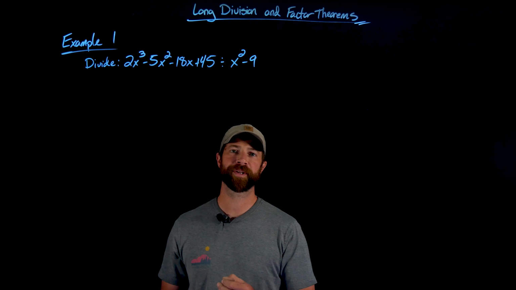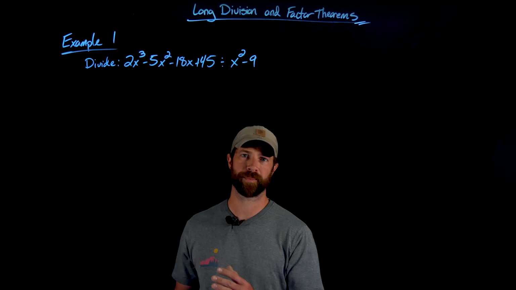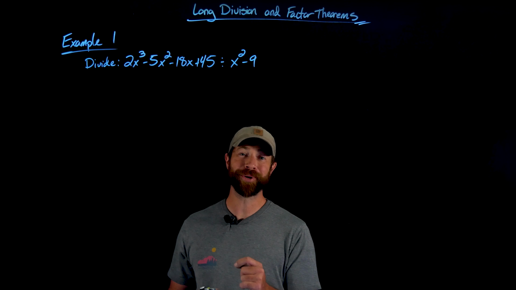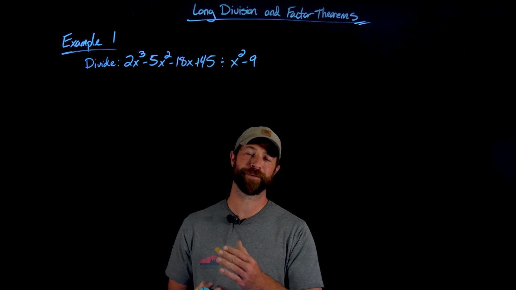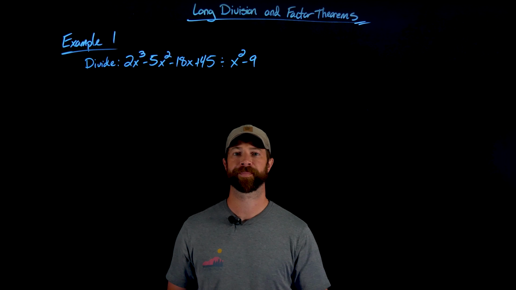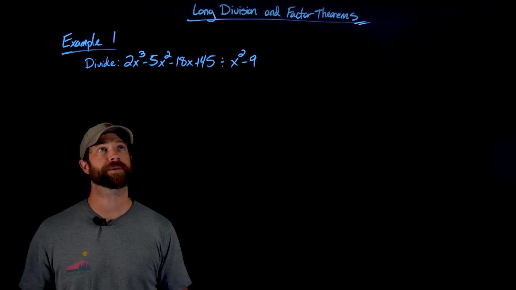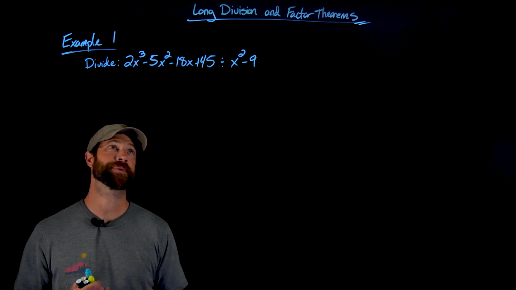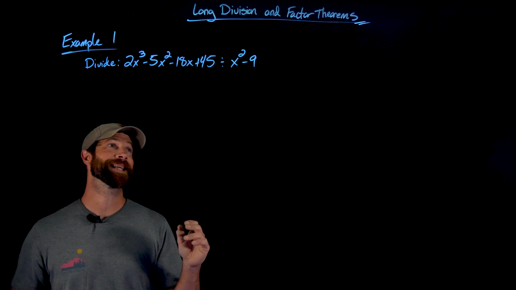All right, in this video, we're going to continue the conversation of long division, make them a little bit more complicated, but importantly, we'll introduce the factor theorem, which is incredibly important moving forward and will lead us to the fundamental theorem of algebra. So in this example right here, we're being asked to divide 2x cubed minus 5x squared minus 18x plus 45. We're going to divide that by x squared minus 9.